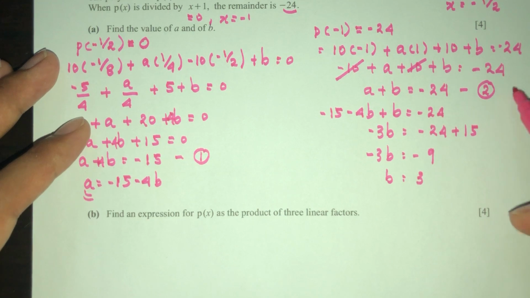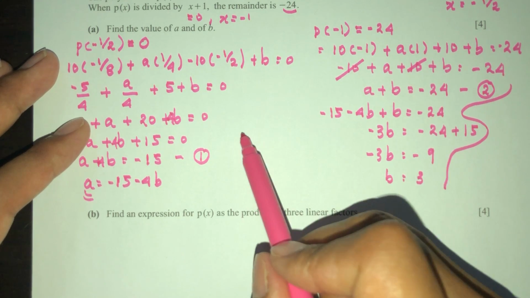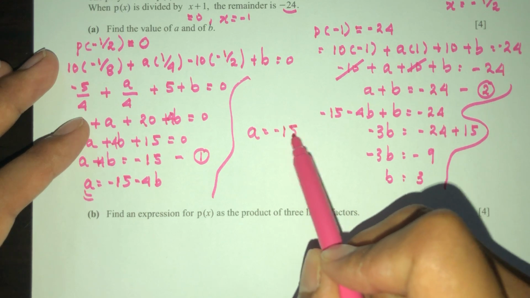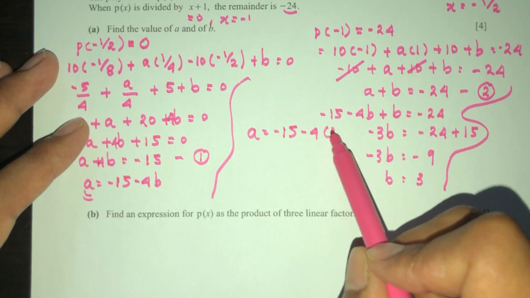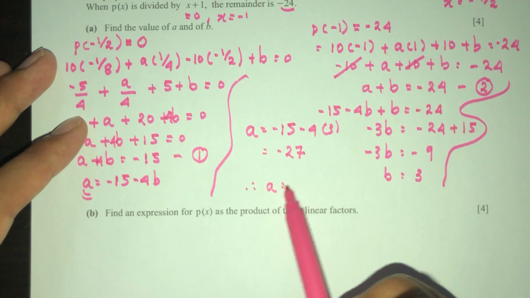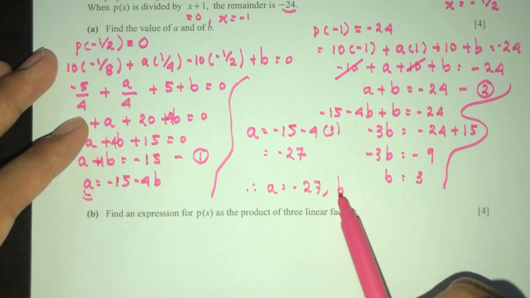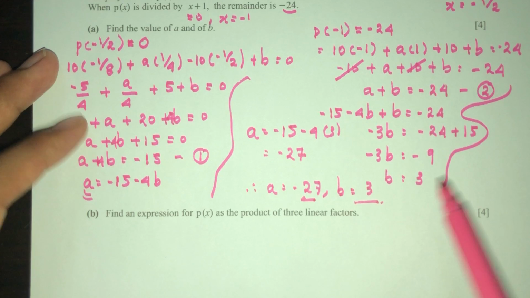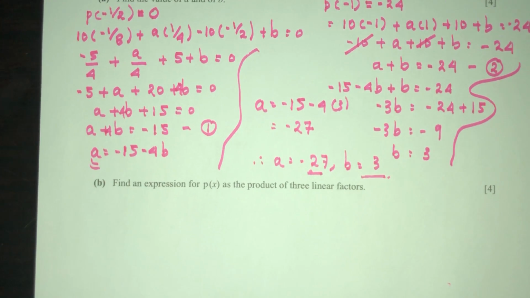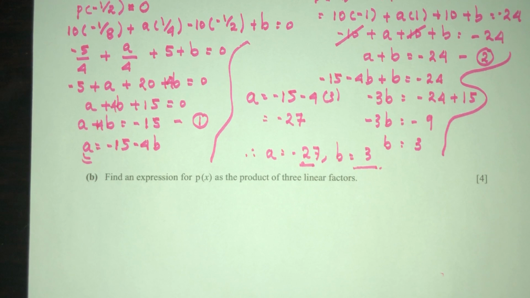It's cool. Okay. Now let's find the values of a. So a will be what? A will be minus 15 minus 4 times 3. That will be minus 27. So finally, a will be minus 27 and b will be 3. These are the two values that we are trying to find. Cool. Part B, find an expression for p of x as a product of three linear factors.